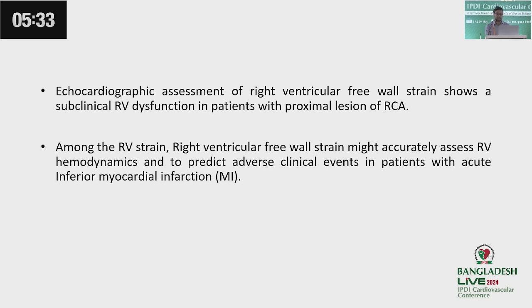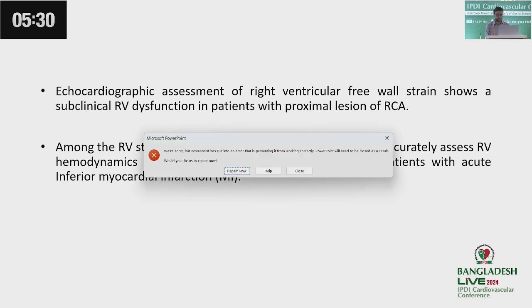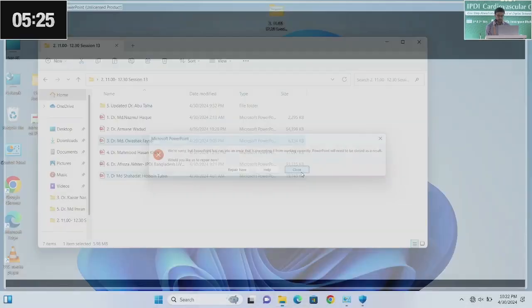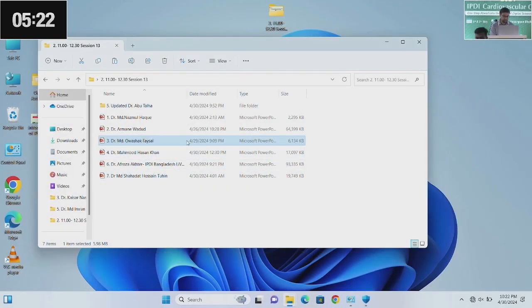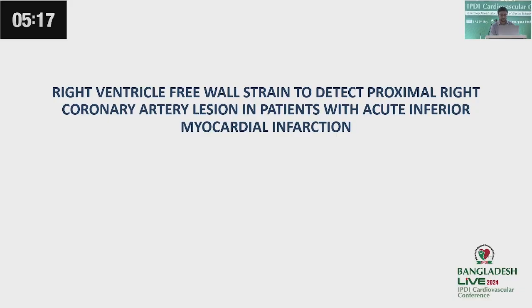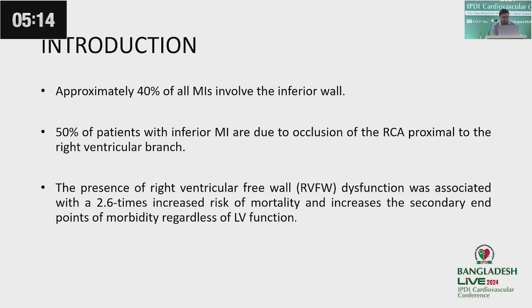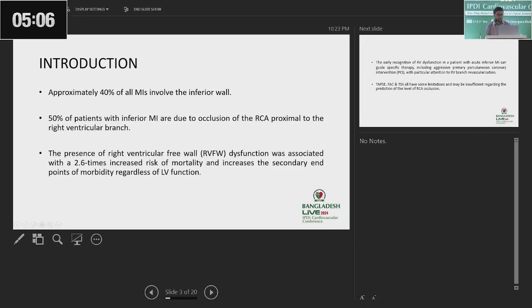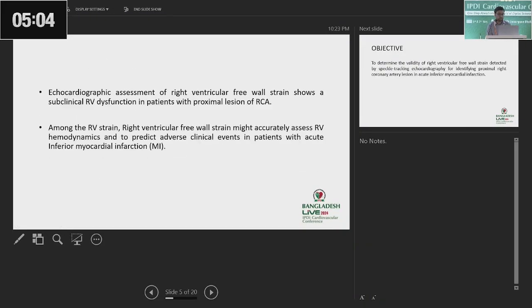Among the RV strain parameters, right ventricular free wall strain might accurately assess RV hemodynamics and predict the adverse clinical events in patients with acute inferior MI.